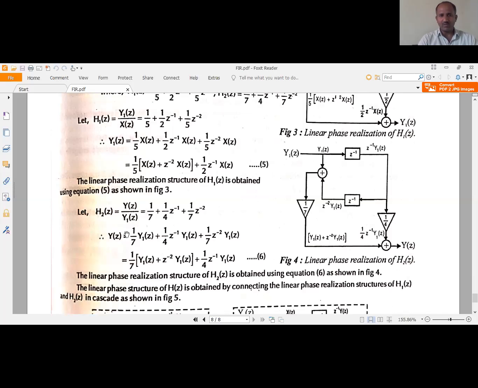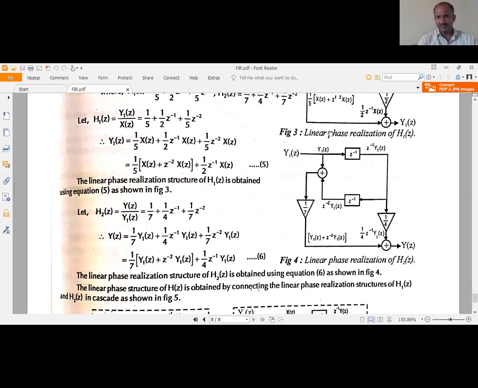So y of z equals 1/7 into y1 of z, 1/4 into y1 of z into z power minus 1, 1/7 into y1 of z into z power minus 2. And realize, here 1/7 and 1/7 is common and 1/4 is different. So 2 adders are required, 2 delay elements are required, and 2 multipliers are required. See, 2 delay elements, I have to use one adder here.